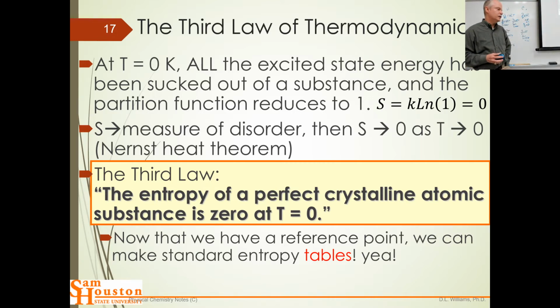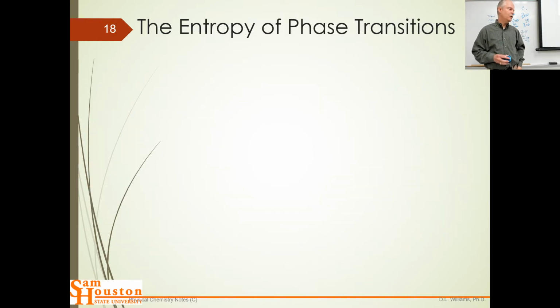At T equals 0, all the excited state energy has been sucked out of the system. Think of the quantum mechanical example: all of the molecules go to their ground states. We set those ground states, essentially we count those as, that partition function is 1 because we set that energy to 0. And so we have an entropy of 0. So S goes towards 0 as temperature goes towards 0. The entropy of a perfect crystalline atomic substance is 0 at T equals 0. That's sort of a definitional statement for entropy. Now that we have that reference point, we can make tables. That's where our entropy tables come from.